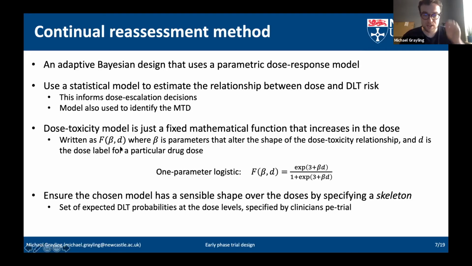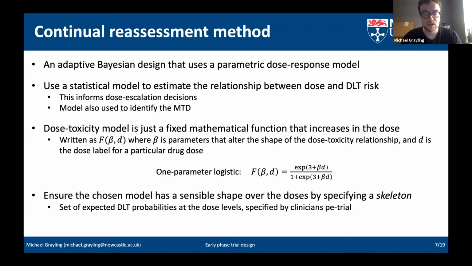So there's a whole bunch of different models that have been proposed. And there are some comparisons out there in the literature to advise you on the advantages and disadvantages of each of them. I've just included one example here that's known as the one parameter logistic model, which, as you can see, this thing is quite complicated. So it can be a little bit of a daunting task if you're going to use the CRM to actually choose what dose toxicity model to go with.